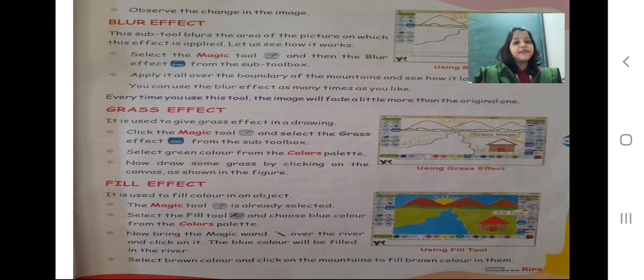The next is the fill effect. Now what is the fill effect? The fill effect helps to fill color in an object. Suppose we have drawn the picture and now we want to fill color. So which tool will we use? First, we will select the magic tool, then we will select the fill tool, and then after selecting the fill tool, we will select the colors from the color palette.